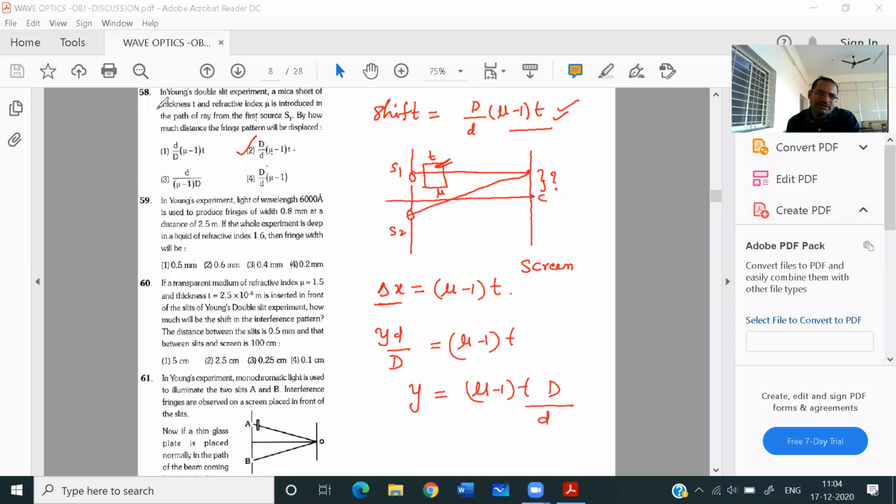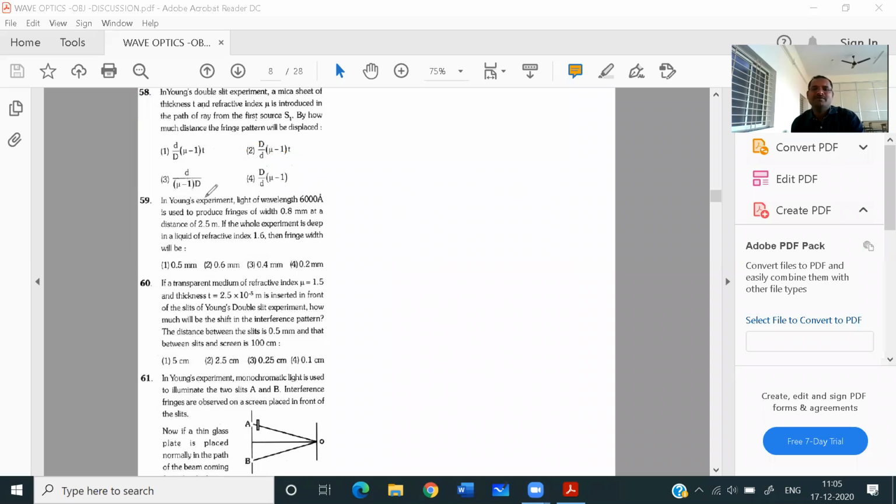Very important question, especially for NEET students and JEE students. You need to remember this. And numerical problems on this you may also get.